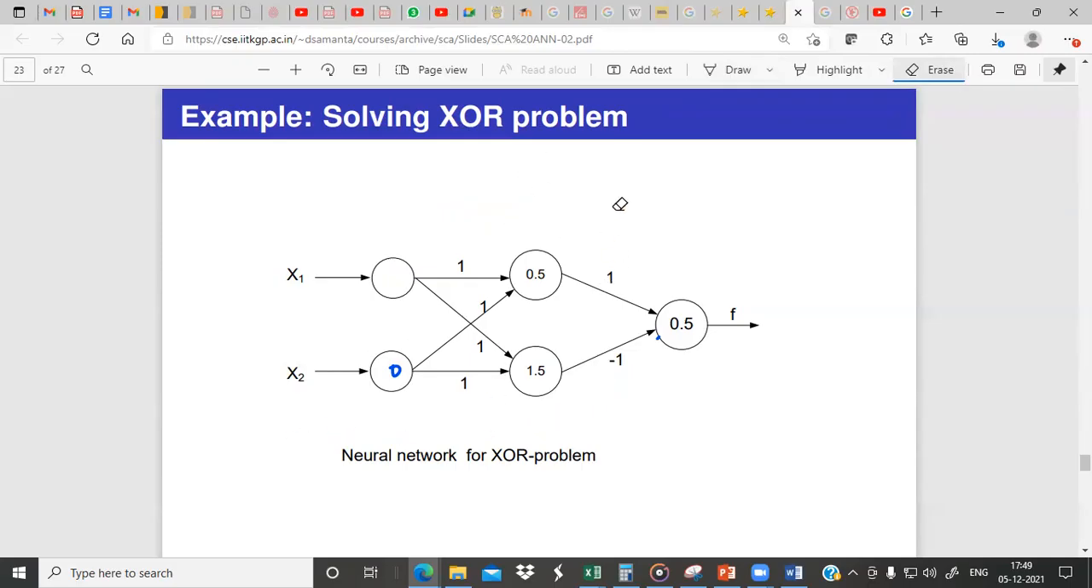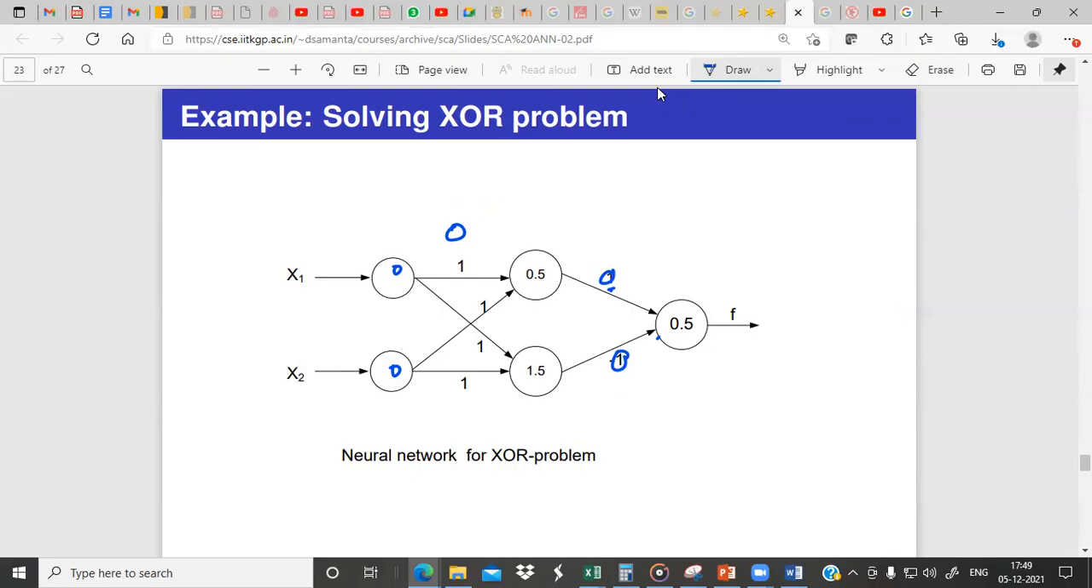The 0, 0 case we can also see once again, because this is not weight, this is output, right? So it is 0 into 1 plus 0 into 1, which is 0. Is 0 greater than 0.5? No. So this is 0. 0 into 1 plus 0 into 1 is 0. Is 0 greater than 1.5? No. So this is 0. So 0 plus 0 is 0, right?